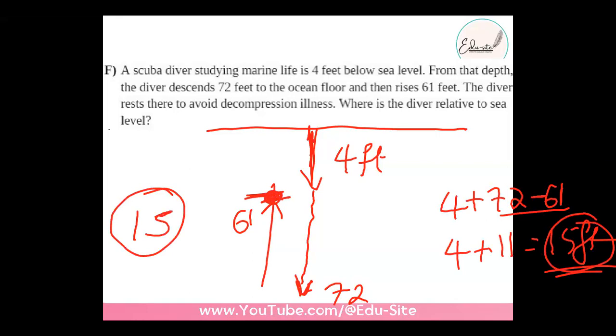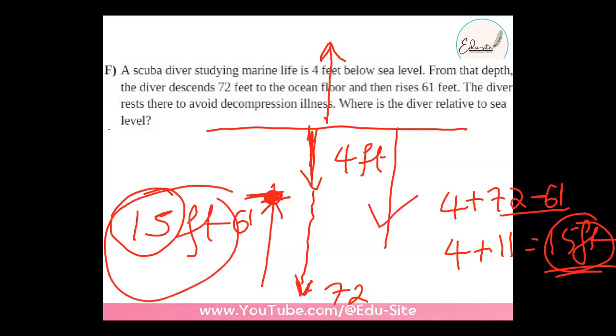You can also write it as negative 15. Why is it negative 15? If he goes in the upper direction, it is positive. If it is in the lower direction, it is negative. But you do not have to write it here. If it were specified to write it in negative terms or something like that, then you can write it. But you do not have to write it here. Okay.